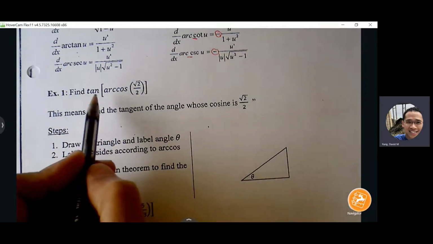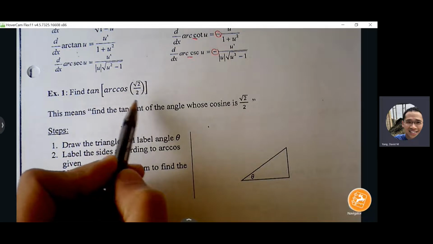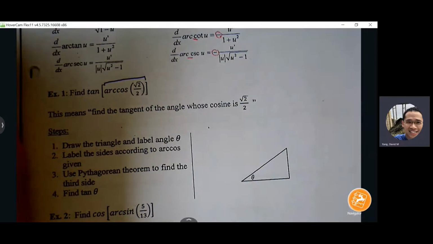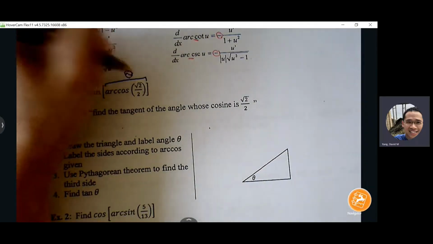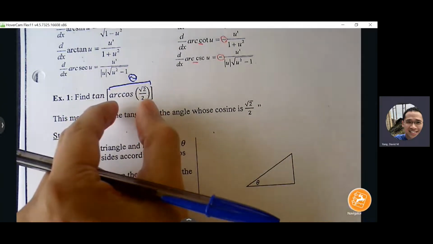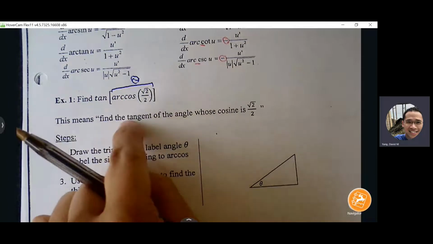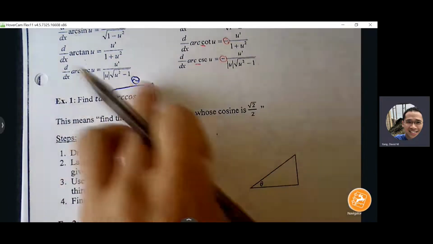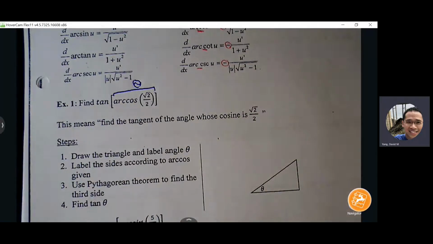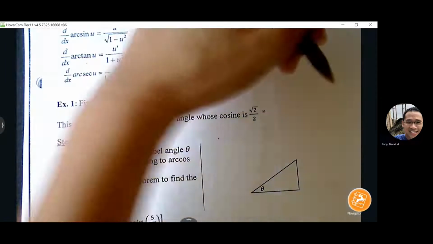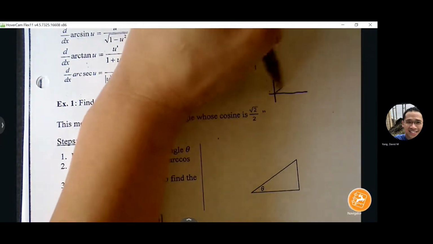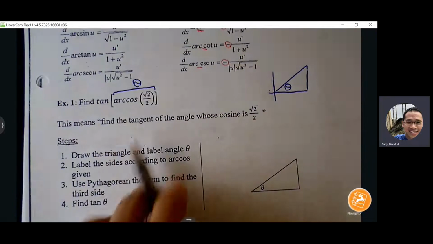So number 1 says find the tangent of arc cosine of √2/2. Now, when you see this notation, arc cosine of a ratio, that represents theta. This is just very detailed information about theta. So basically, ultimately, we're trying to find tangent of theta. But using this information, we can figure out the details of that triangle. So I'm going to put a triangle in the first quadrant here, and we're just going to build this triangle.